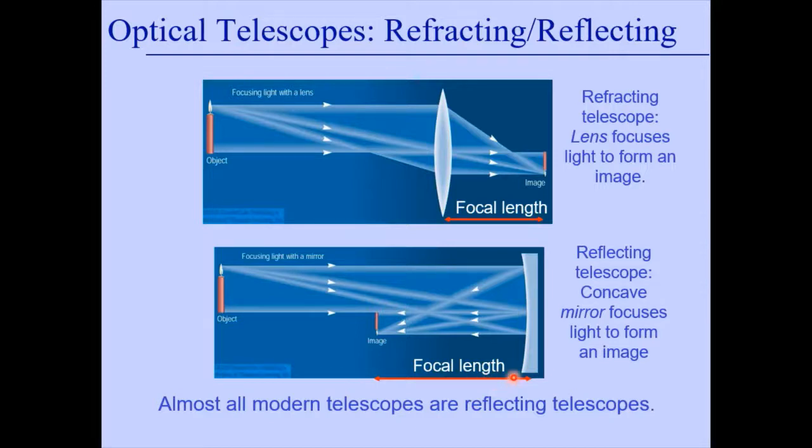So all modern telescopes that are used by professional astronomers are actually reflecting telescopes. These mirrors can be made much larger than the lenses can. And by the way, the reflecting telescope was invented by Isaac Newton over 400 years ago.